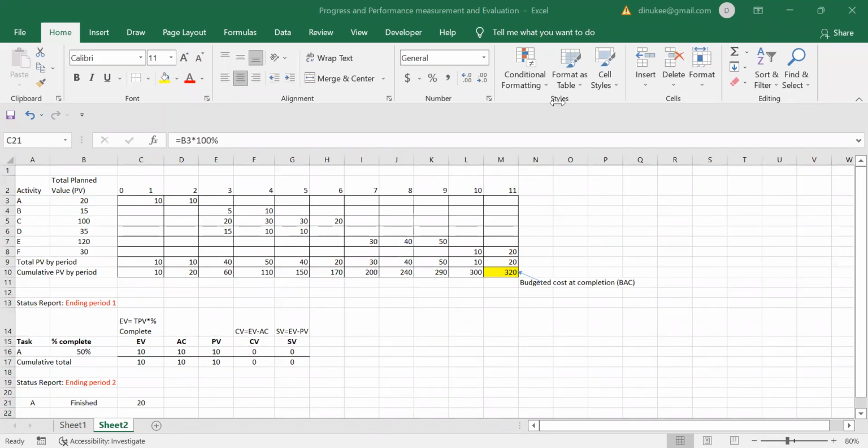So Diane is the only one answering for me. What about the others? Have you understood how to calculate the earned value for the status report ending period 2? What is the earned value for activity A? Did you understand how to calculate it for task A at the end of period 2?